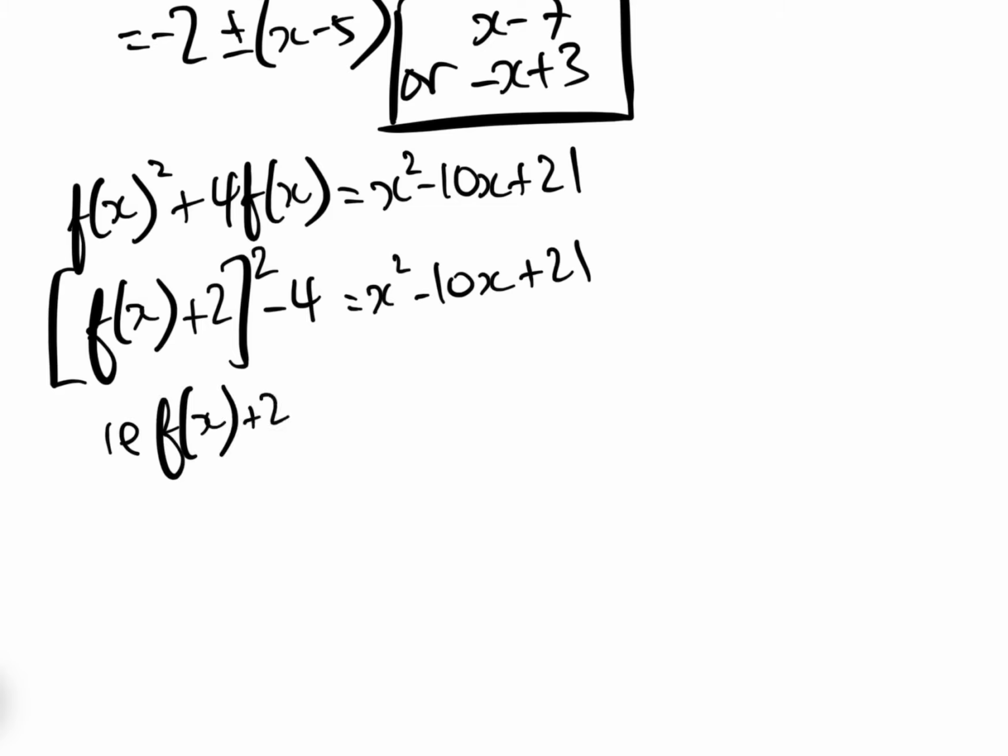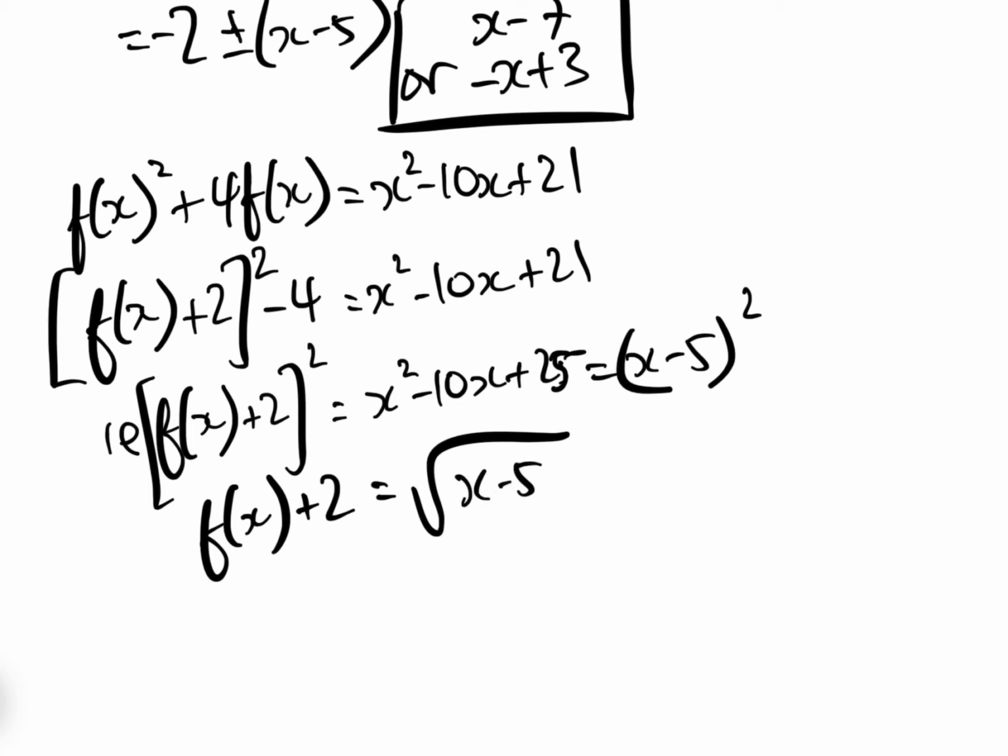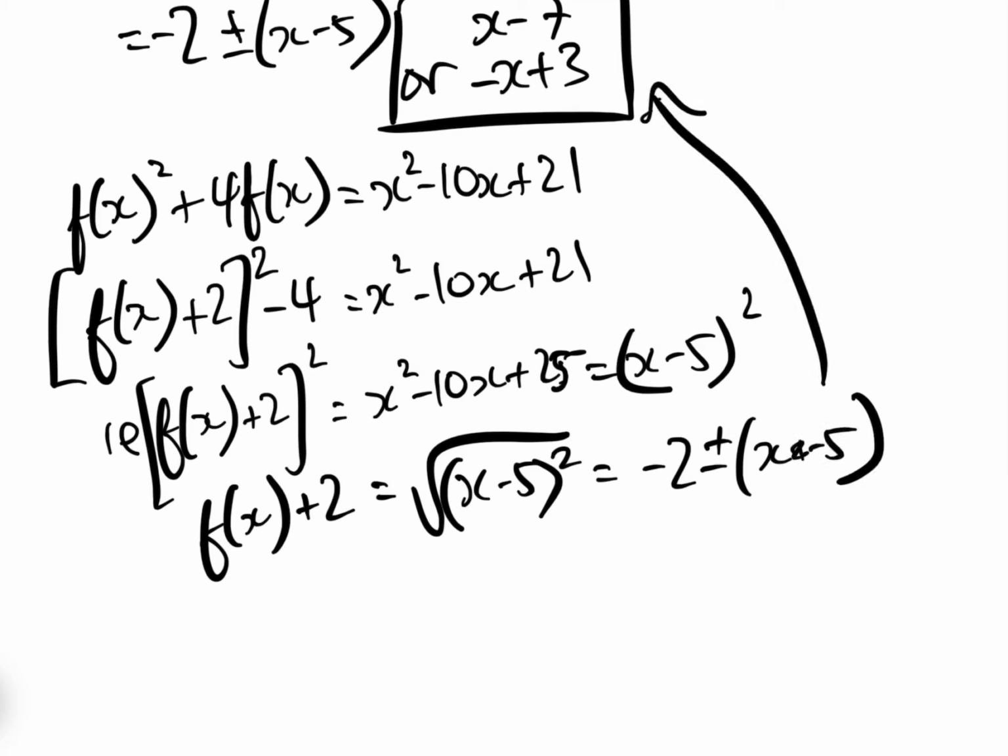f of x add 2 squared equals x squared minus 10x add 25, which equals x minus 5 squared, and so therefore take the square root. f of x add 2 equals the square root of x minus 5 squared, which equals minus 2 plus or minus x minus 5, and that gives us exactly the same answer as that.